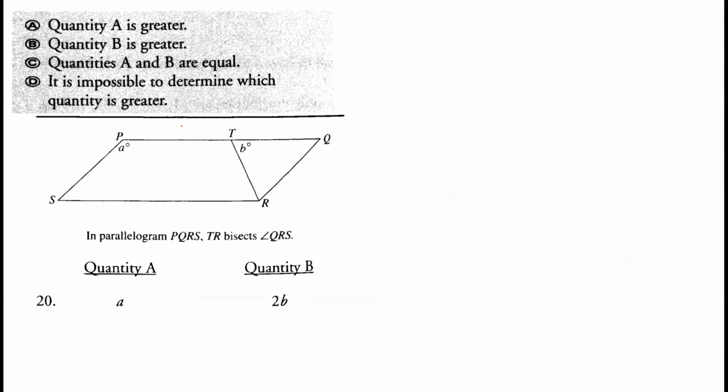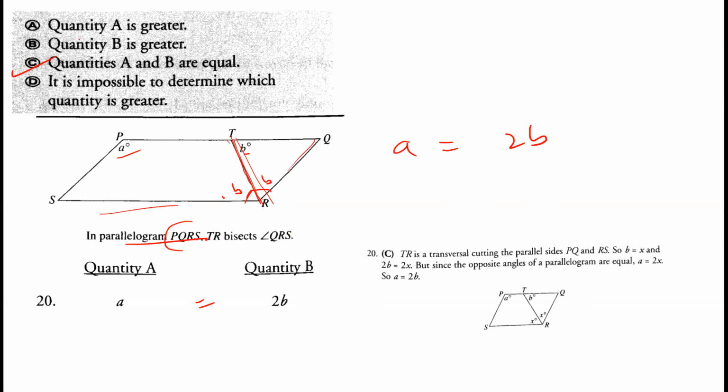Now, in the parallelogram PQRS, TR bisects angle QRS. If this is B, then this will be B as well, because it is bisecting this angle into two equal parts. And there's a property of parallelograms that the opposite sides are always equal. So A will be equal to 2B. Hence option C is correct.